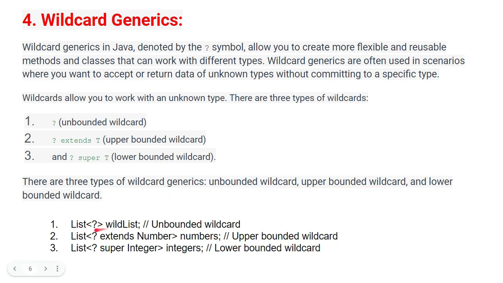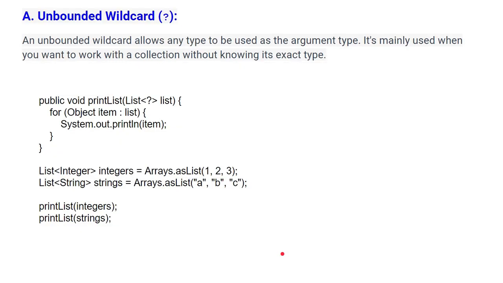If you see here, the syntax is like this: List question mark is the unbounded wildcard, List question mark extends Number is called the upper bounded wildcard, and List question mark super Integer is called the lower bounded wildcard. Let's see one example so that we can understand it better. This is an example of the unbounded wildcard, the question mark. An unbounded wildcard allows any type to be used as the argument type. It's mainly used when you want to work with a collection without knowing its exact type.